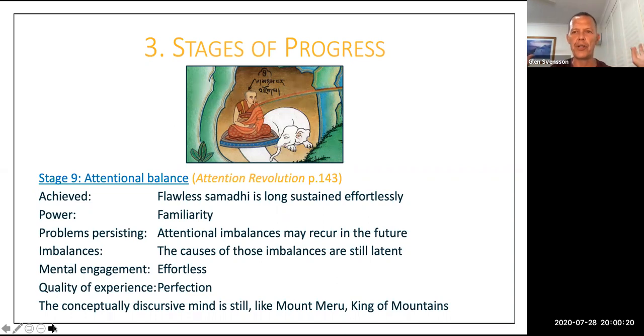It's completely spontaneous, that we spontaneously, effortlessly enter this attentional balance, flawless meditation. And so the quality of our experience is said to be one of perfection. And it's using a slightly different metaphor for the mind being still, instead of an ocean, like the king of mountains, Mount Meru, but the mind is completely still and quiet, completely on the object. But still, we haven't achieved shamatha.